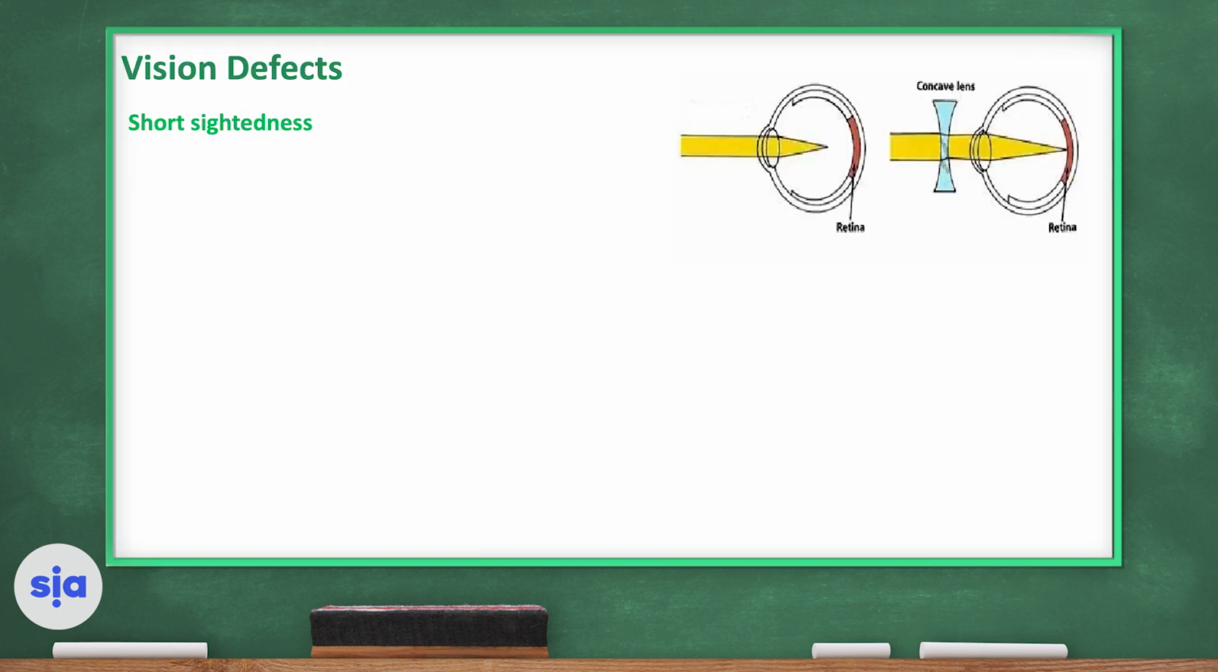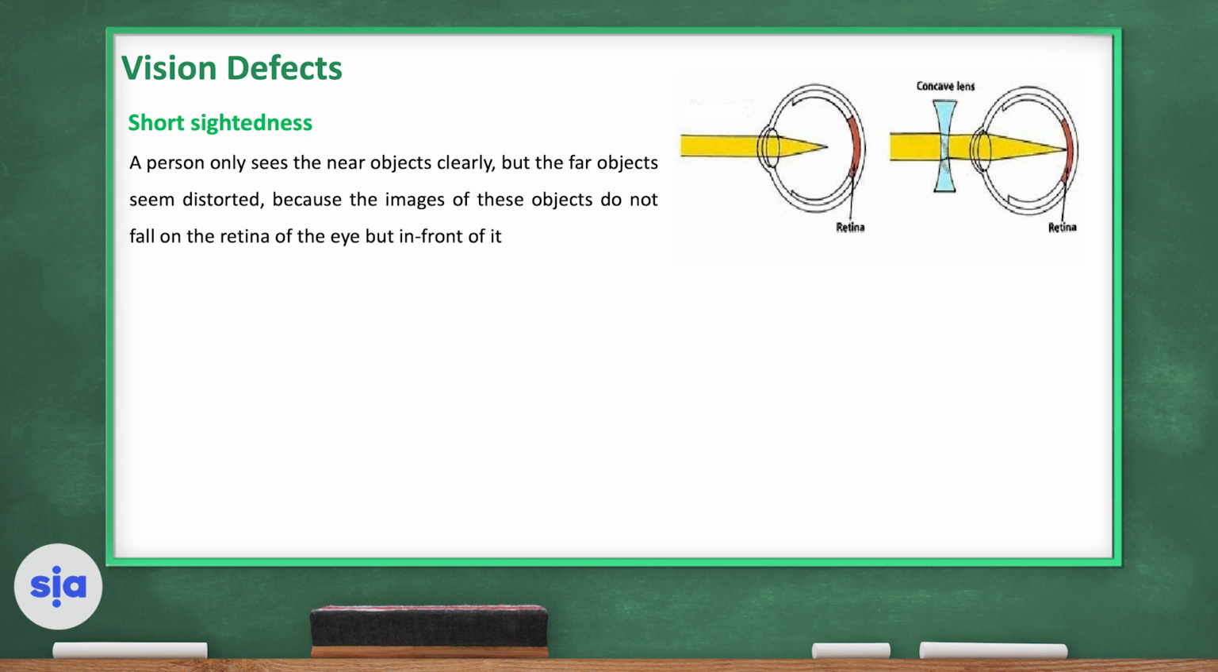Vision defects could be short-sightedness, and this is when the person will only see the near objects clearly, but the far objects are blurry, distorted, because the images of these objects do not fall on the retina, they fall in front of it. So if you can see here, this is short-sightedness, where the image will form in front of the retina.